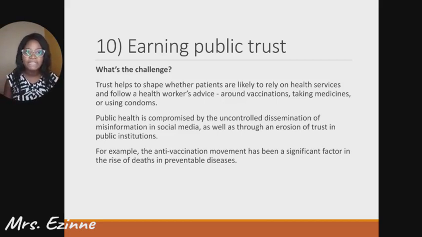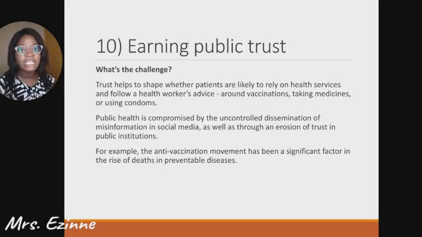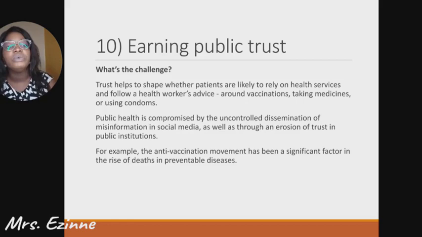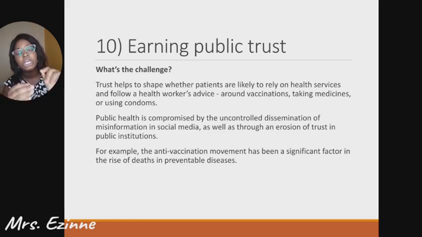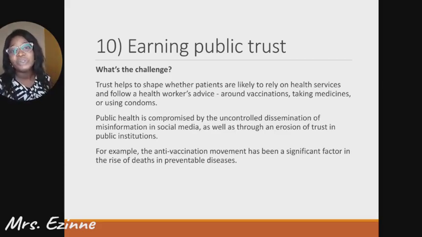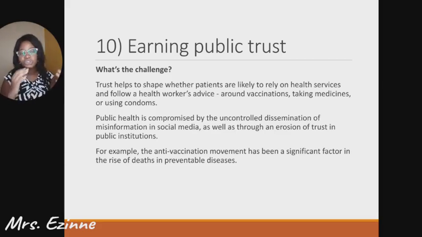For example, the anti-vaccination movement has been a significant factor in the rise of deaths in preventable diseases. Some people don't support the use of vaccines. They say, for example, that they are going to put a microchip in the vaccine and stick it into our body, and we should not take the vaccine. Come on, really? So how are we going to prevent the disease if we don't do something about it?